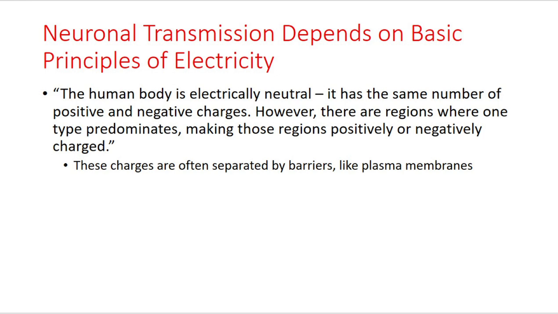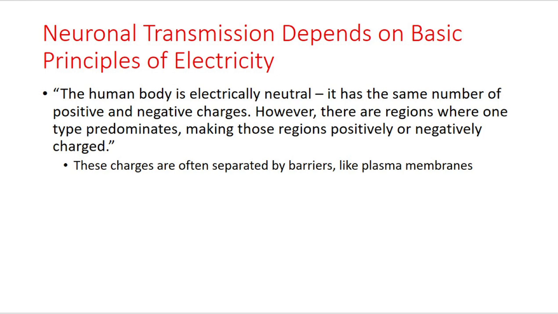So we're going to stop there. Very short video, but it's because the next topic is really going to get into the physiology of the nervous system and look at neuronal transmission, and that's going to depend on basic principles of electricity. So I'll leave you with this quote, and it's from your textbook. The human body is electrically neutral.